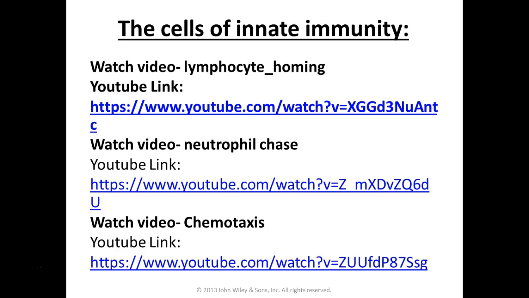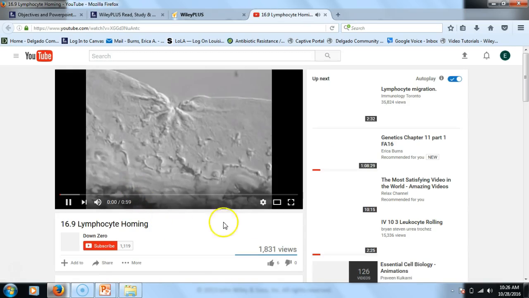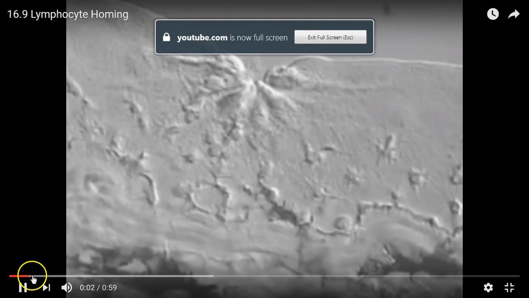And again, remember the reason why they know to head to a particular area is these cytokines that are released, these chemical messages. Chemo referring to chemical, taxis movement. So hopefully my links work. We'll soon find out. Yay. To visualize lymphocyte homing to a site of injury.